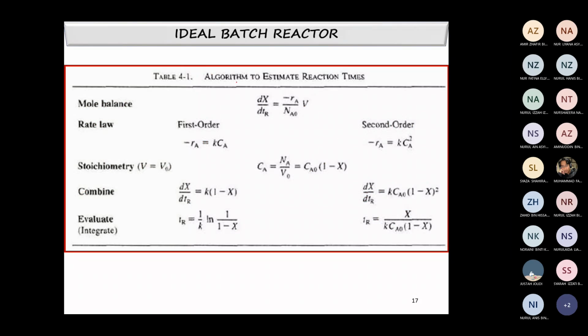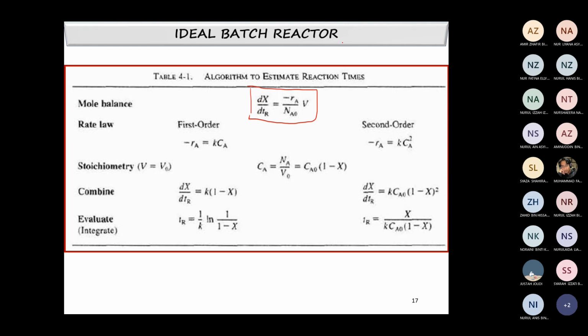Okay, so this algorithm to estimate reaction time. Okay, so this comes from the mole balance, yang kita dah rearrangekan dia in term of dx over dt. Okay, kita tak boleh dV sebab batch reactor tak ada dV, so kita concentrate dx over dt saja, ataupun dC over dt pun boleh.